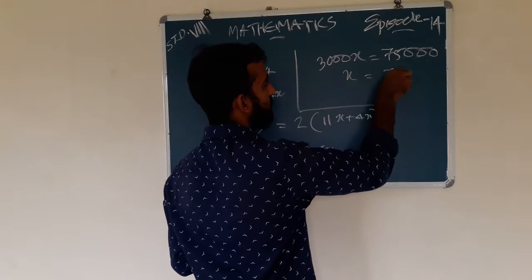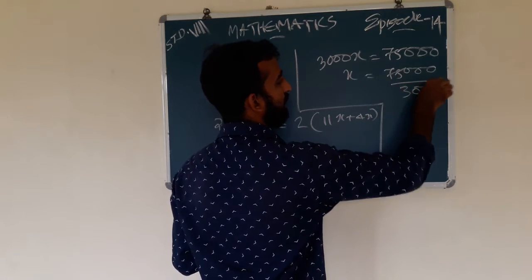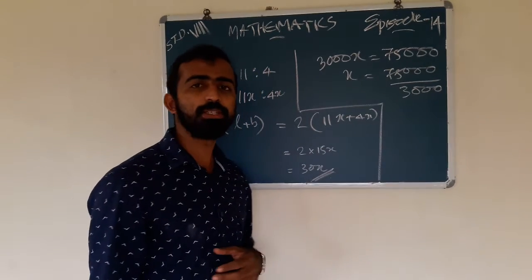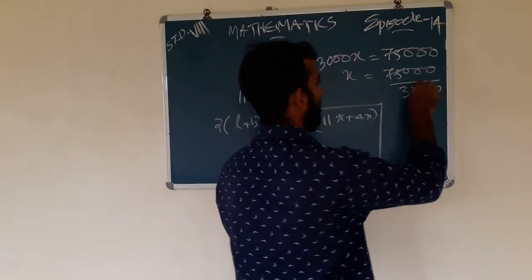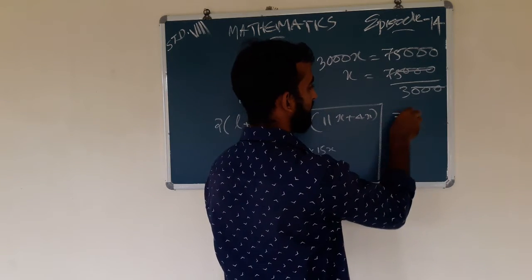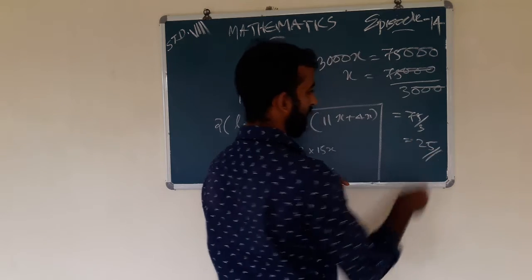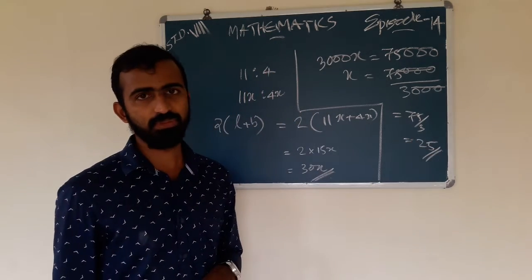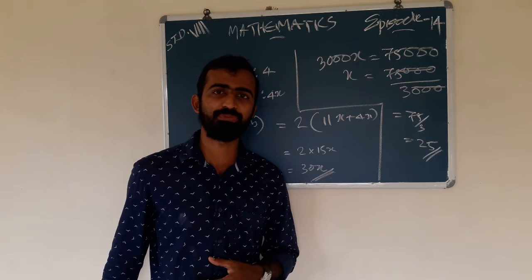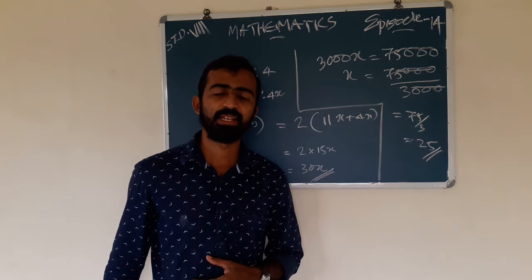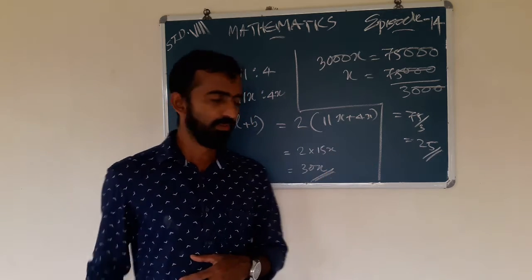That is, x equal to 75,000 by 3000. Yes, we can cancel. That is 75 by 3, that is 25. The answer is 25. That is, x is 25.